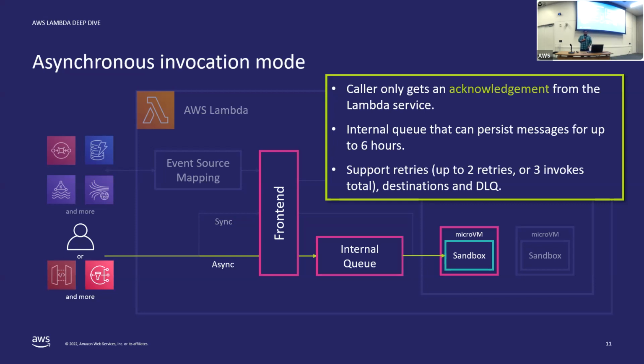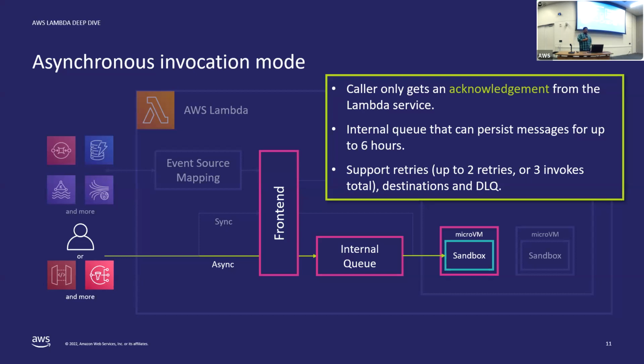Then we have asynchronous invocation mode. In this case, again, let's say you have an SNS topic and a Lambda function is set up as a subscriber to that topic. That call is asynchronous, so SNS fires it, it waits for some acknowledgement, but then it forgets about any response coming back from the Lambda function.